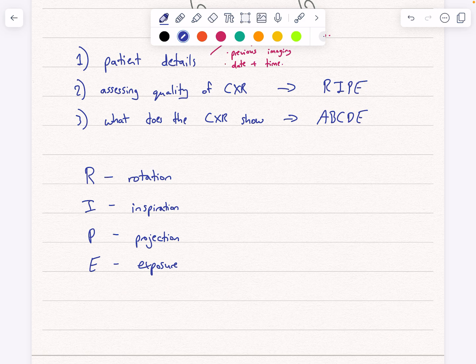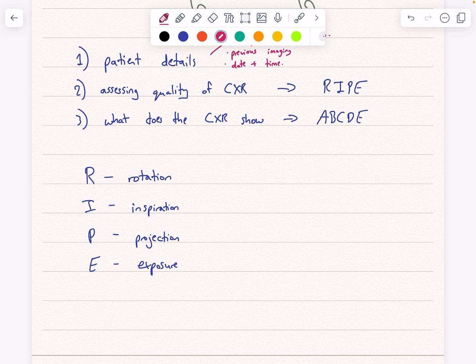Basically, what we're trying to do with this is just say whether or not this chest x-ray is good enough for us to interpret if there's any pathology or anything wrong with the patient that we need to actually figure out. If it's not a good enough quality chest x-ray film, we'll need to do another one. That's all that this step provides us. It doesn't tell if there's any pathology or anything.